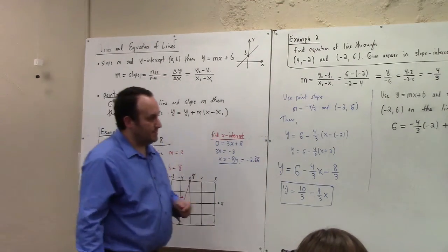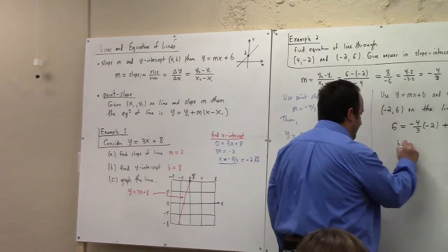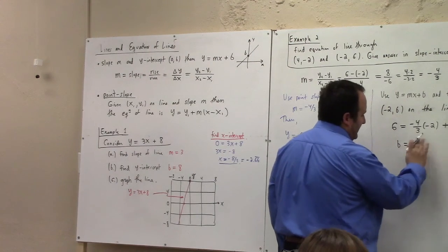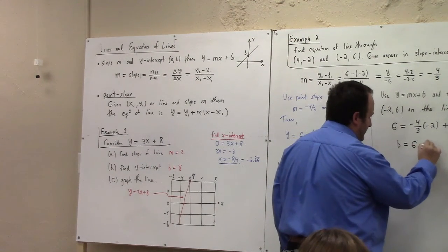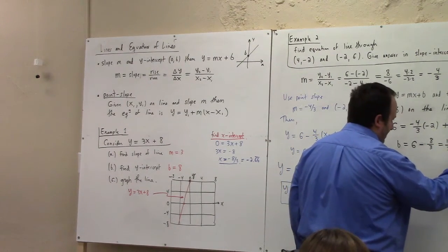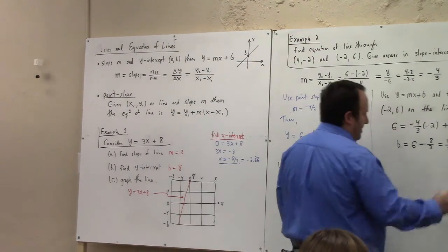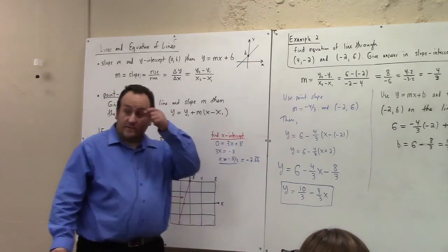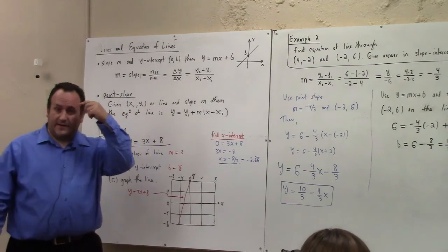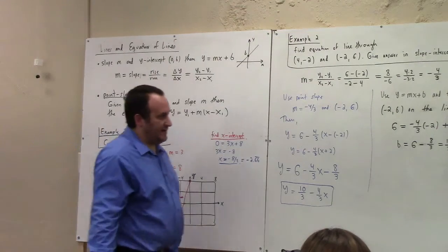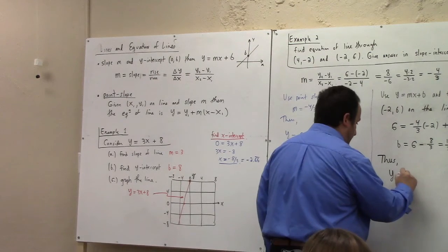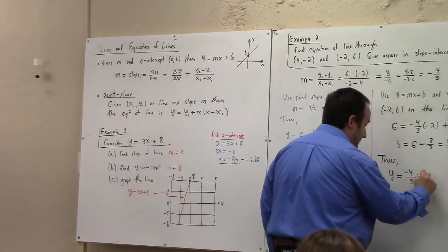And then I just have to solve for b. What's b equal to? Well, this is going to be minus is a plus, right? So I got to subtract it to the other side. So I get 10/3 when I work it out for b, and then I have to complete the thought. So thus, y equals what? Minus 4/3 x plus 10/3.